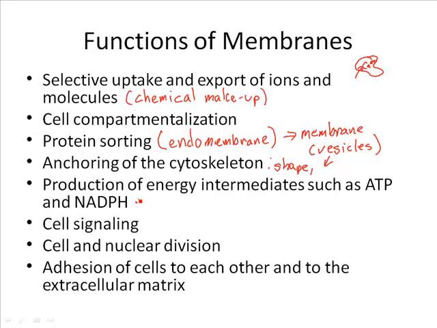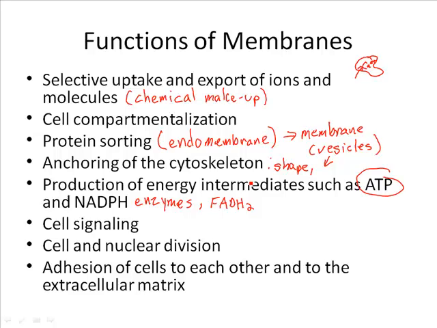Next, membranes often contain enzymes. And these enzymes are important in producing energy intermediates that we'll learn about in Chapter 8, like ATP, NADPH. Another good example would be FADH2. All three cases use membranes, specifically proteins in a membrane, in order to produce these energy intermediates for the cell.